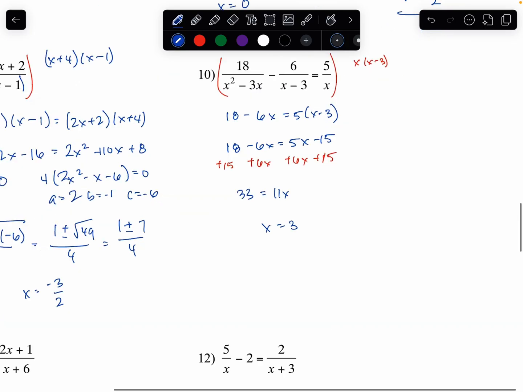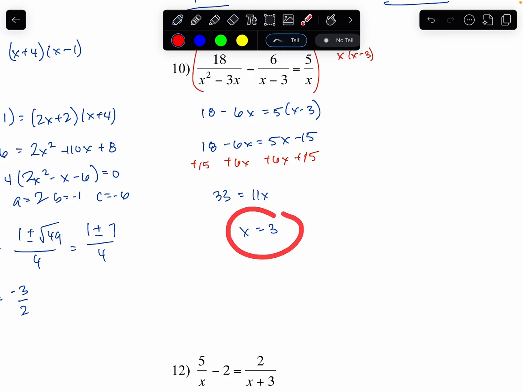Now, this is where you're going to want to check your answer, because if you plug in 3 right here, you get 3 minus 3, which is undefined. So there's actually no solution here. No solution.